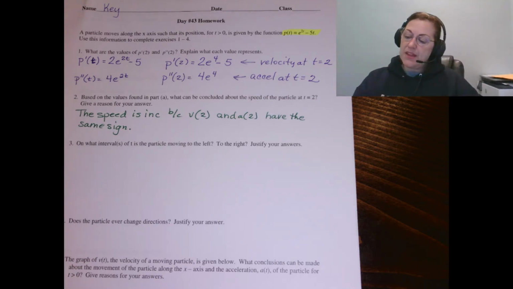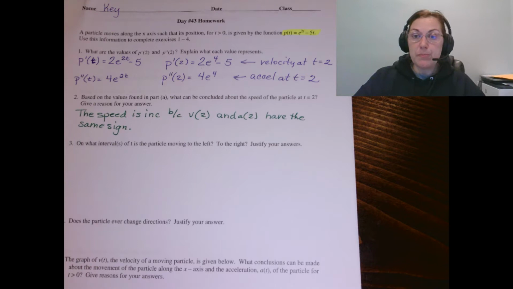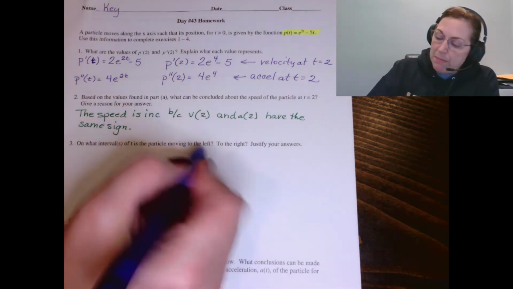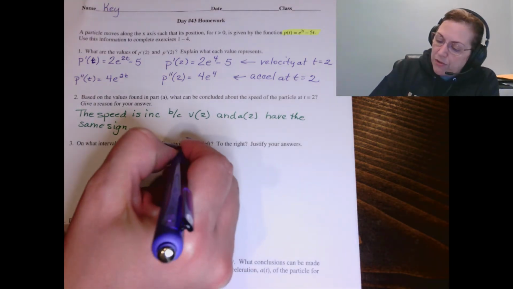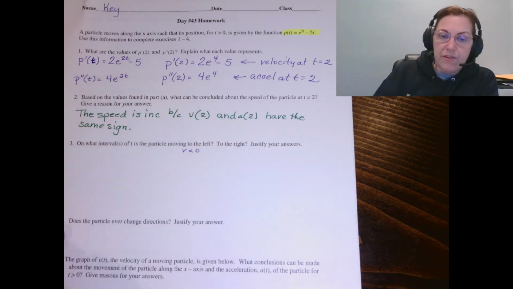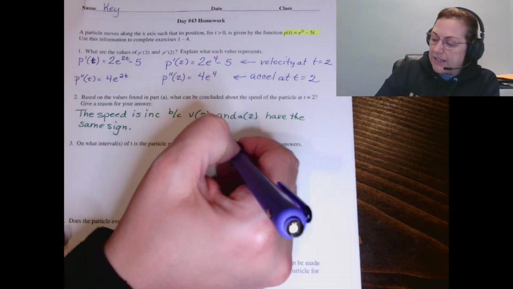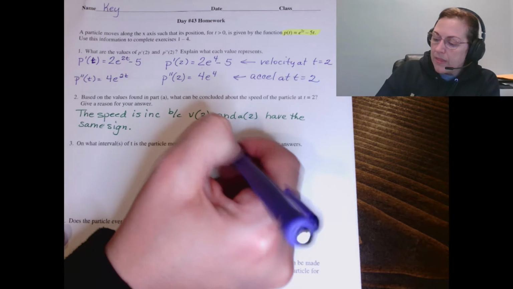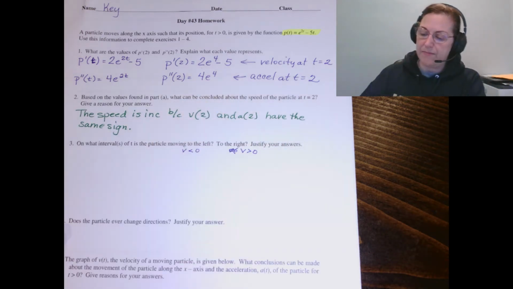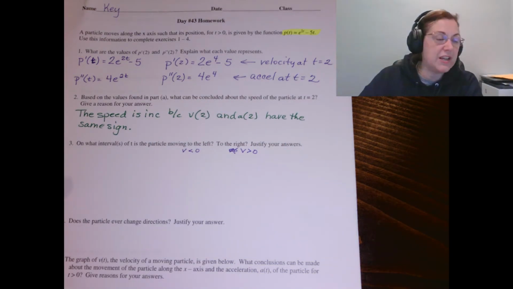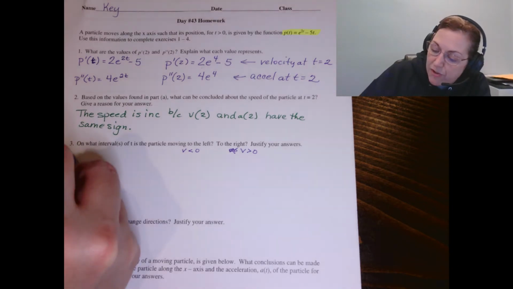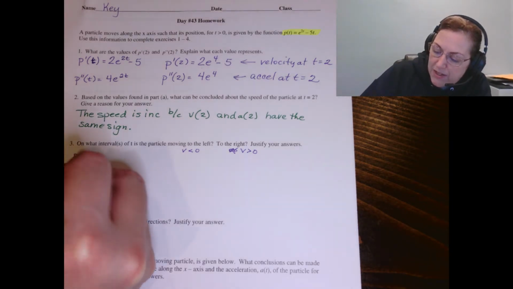Okay. Look at number 3 then. On what intervals is the particle moving to the left? Now remember, friends, moving to the left, that's where velocity is negative. To the right, velocity is positive. So the first thing we have to decide is, where is the velocity, that's the first derivative, equal to 0?